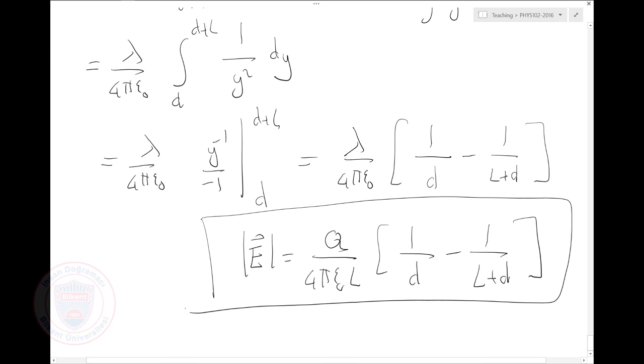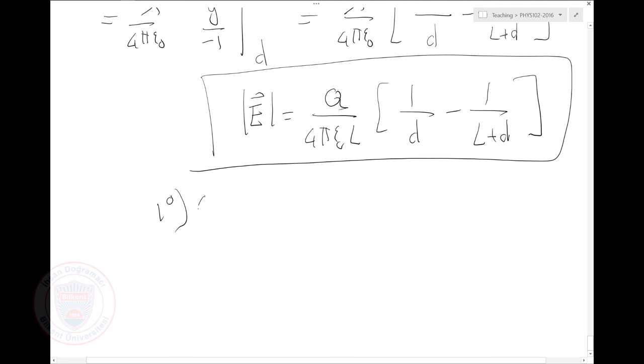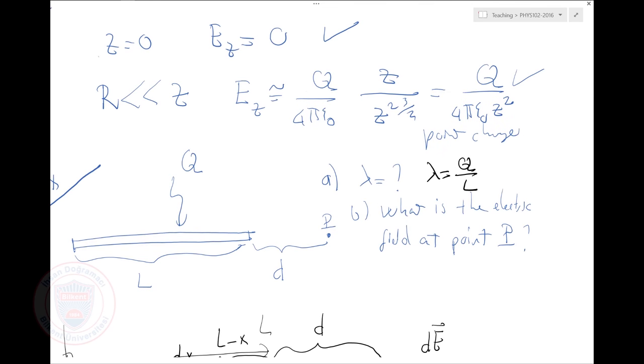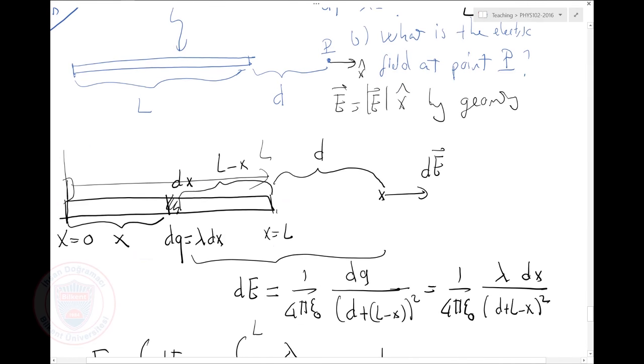Very quickly, did I reach my goal? Yes, Q and L were given, D was given. I found the electric field. But not really. Why? Because I was asked to find the electric field, and I did not specify the direction because it was so simple. But if I have a cruel instructor who likes taking off points, he would take off points for this. I would maybe say, if this is x hat, electric field at that point is E x hat by geometry. Okay, now I also told you what the direction is. Good. So I reached my goal.